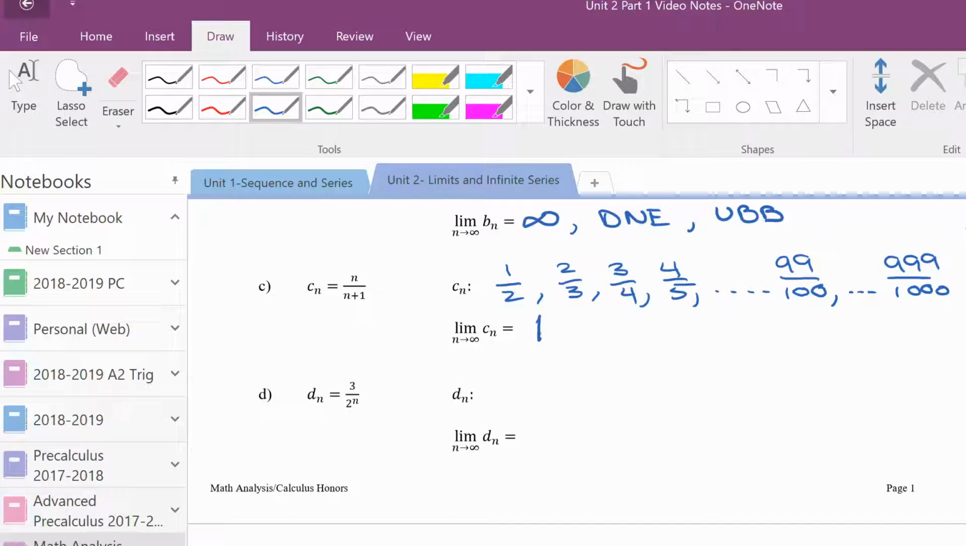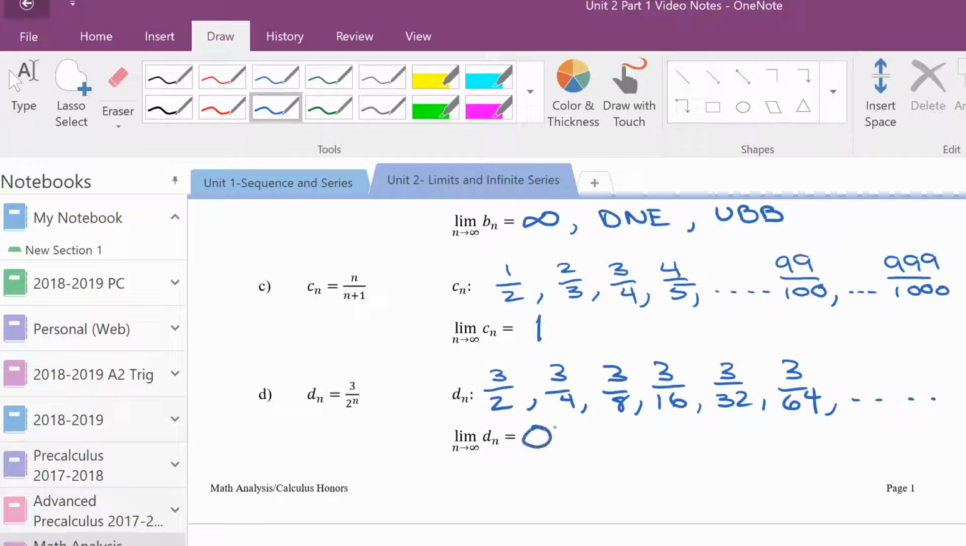The next one, 3 over 2 to the n. So think about if n is 1, it's 3/2, then 3/4, then 3/8, 3/16, 3/32, 3/64. So notice it's getting smaller and smaller and smaller. As you put bigger numbers in for n, the fraction is basically going to become 0. It's going to become so small it doesn't count.